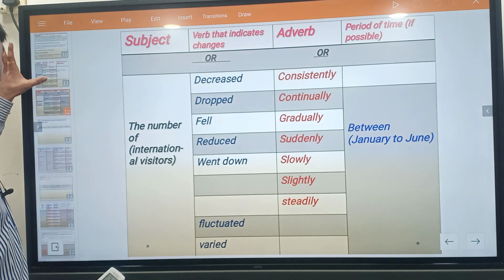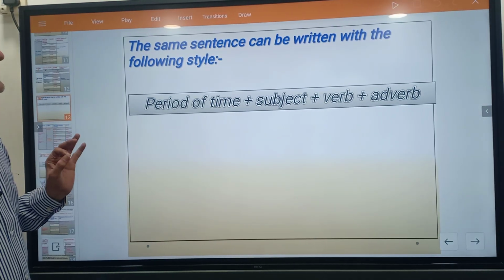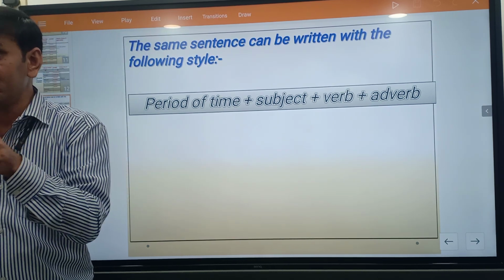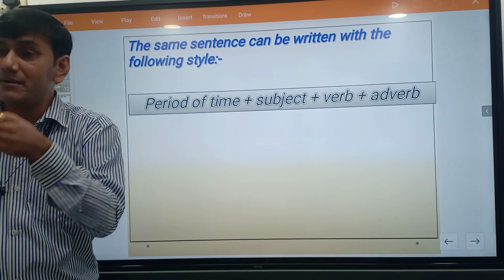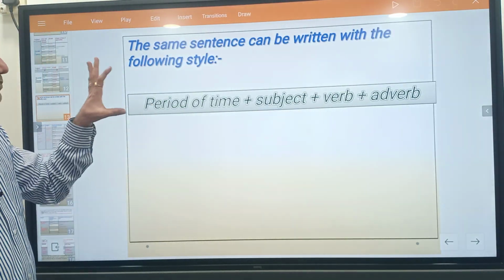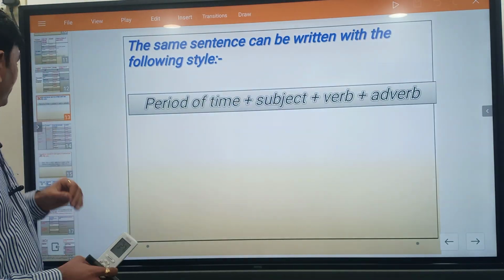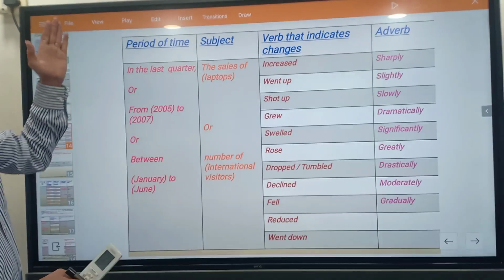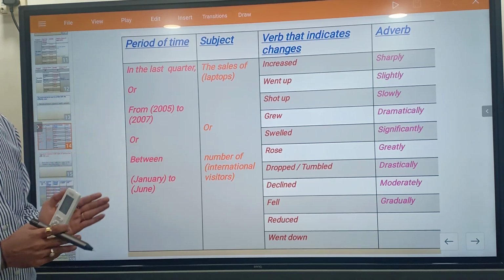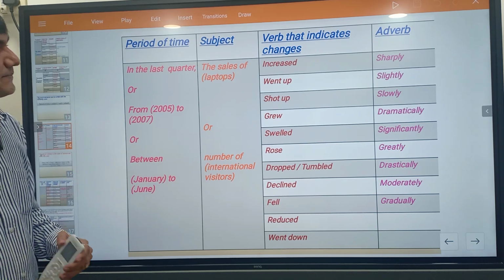Okay? So next structure you can see. The same sentence can be written in the following style. The first pattern: subject, verb, adverb and period of time. Second type of structure: period of time, subject, verb, adverb. Right? Now let's see how you can write the period of time: in the last quarter, from 2005 to 2007, between January and June.